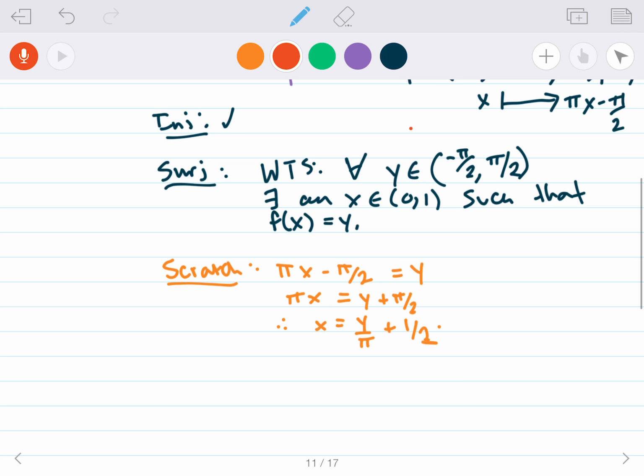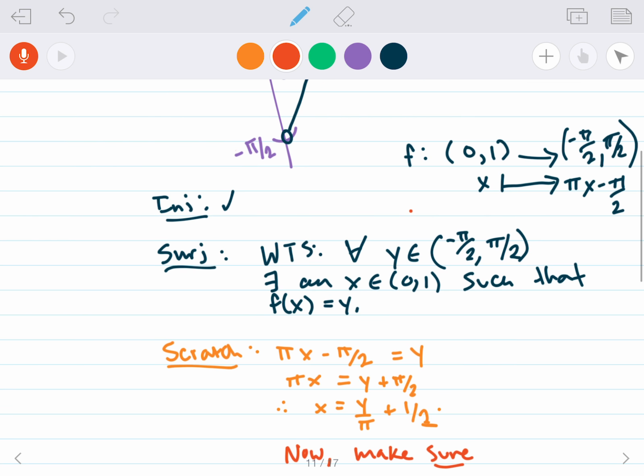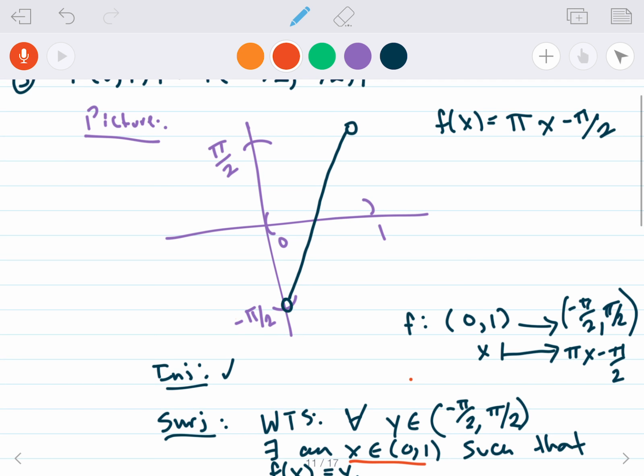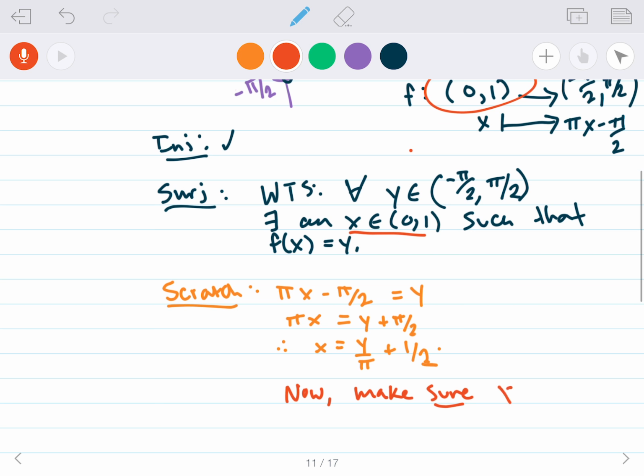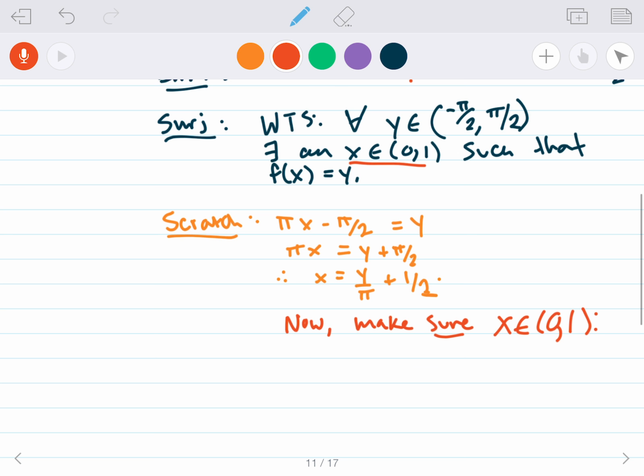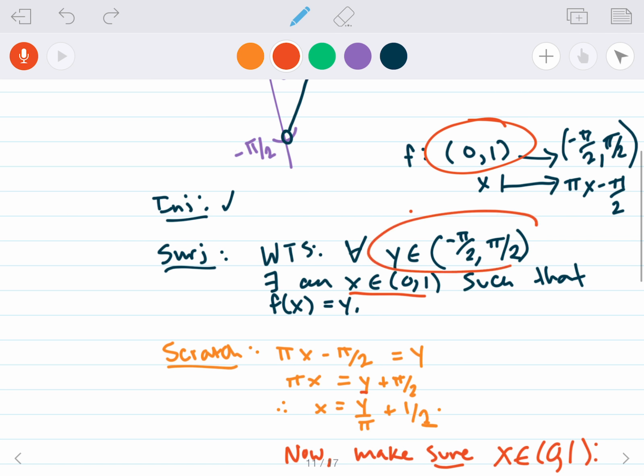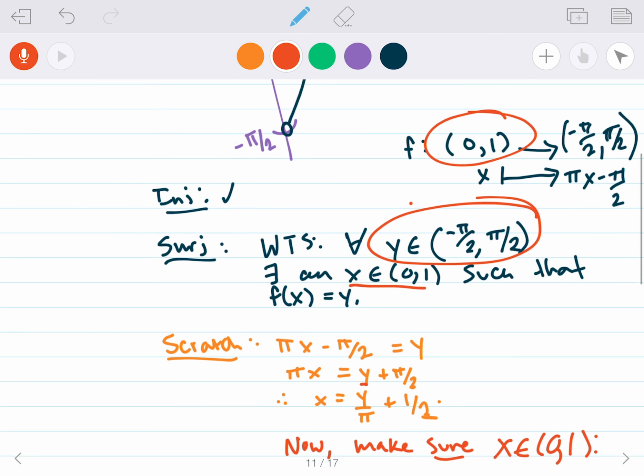Now make sure that x actually lives where we want it to live. Where did we want x to live? We wanted x to live in 0 to 1. Now make sure x is in 0, 1. Okay, well, how do we do that? x is in terms of y, and we know that y is between negative pi over 2 and pi over 2.